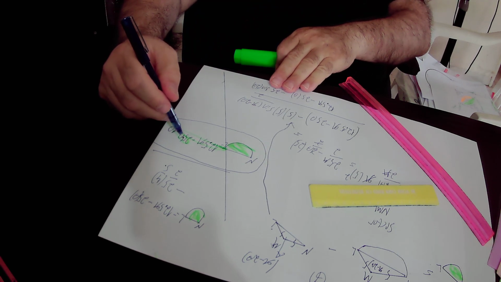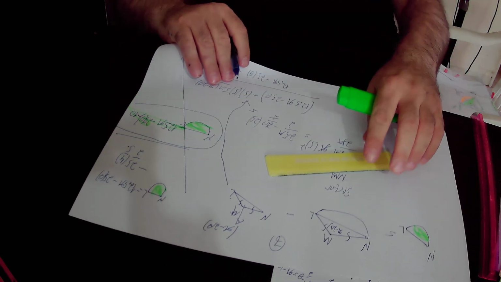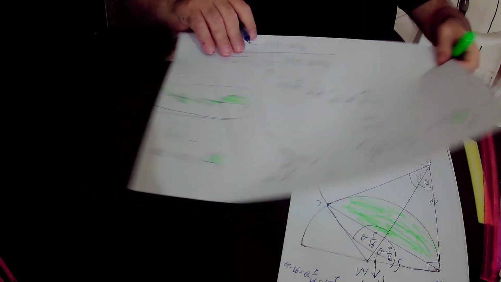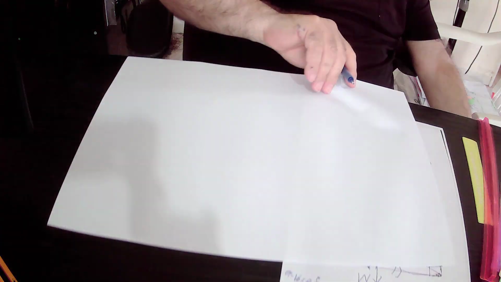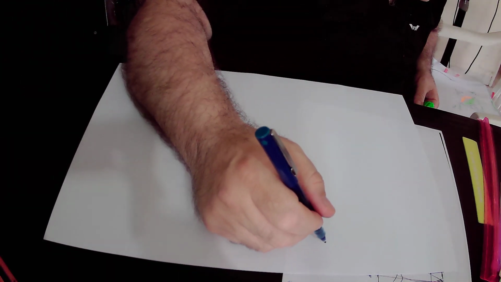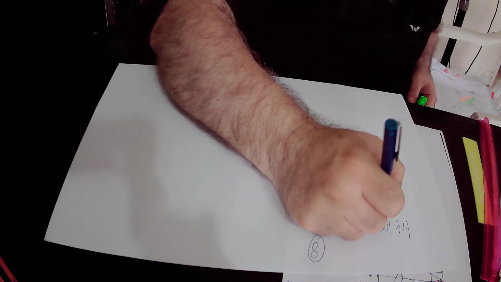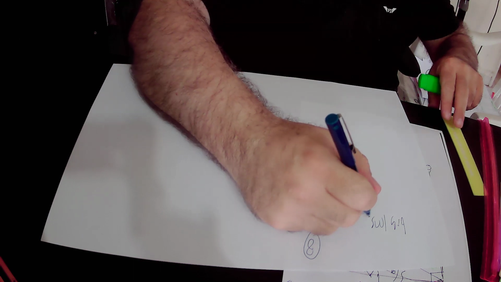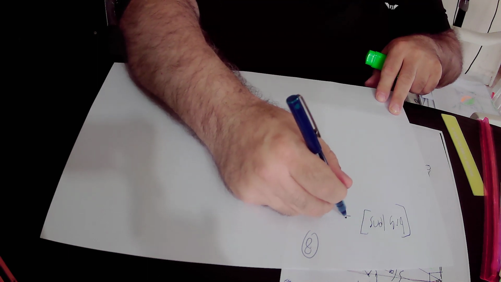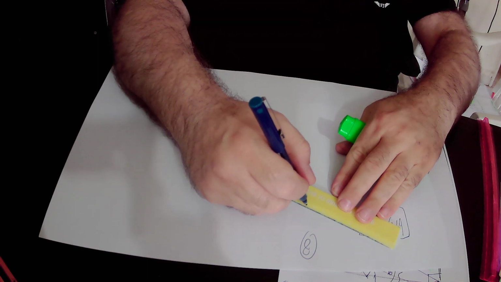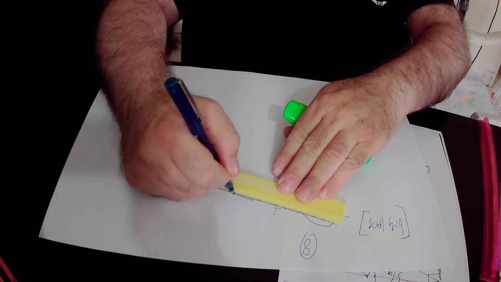Now we will add the upper circular segment to the lower circular segment, and this will give us the area of the big lens. Okay. I'll repeat again that the area of the big lens equals the area of the upper circular segment NL plus the area of the lower circular segment NL.